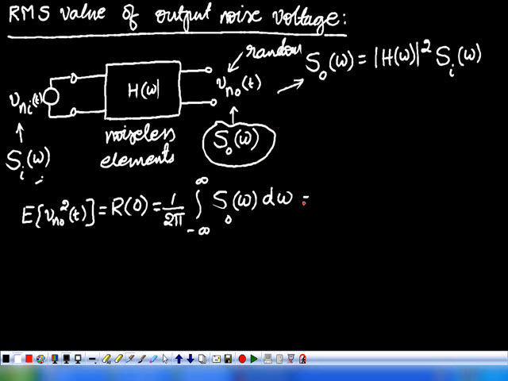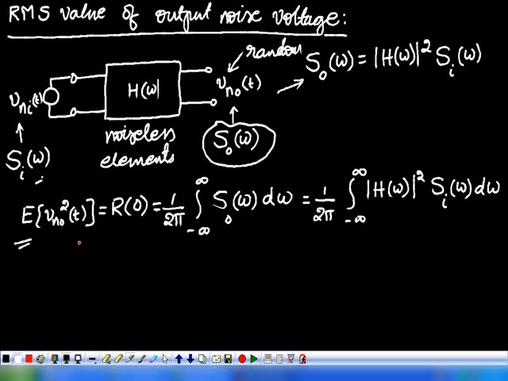So this can be equated to 1 by 2 pi integral minus infinity to plus infinity. What is S0 of omega? It is mod H of omega whole square into Si of omega d omega. So what this indicates, if you know the power spectral density of the input noise voltage and the transfer function of the system, we can find the mean square value of the output noise voltage.